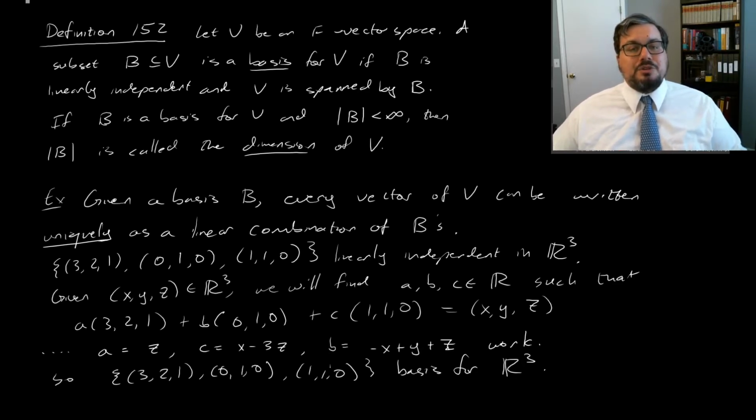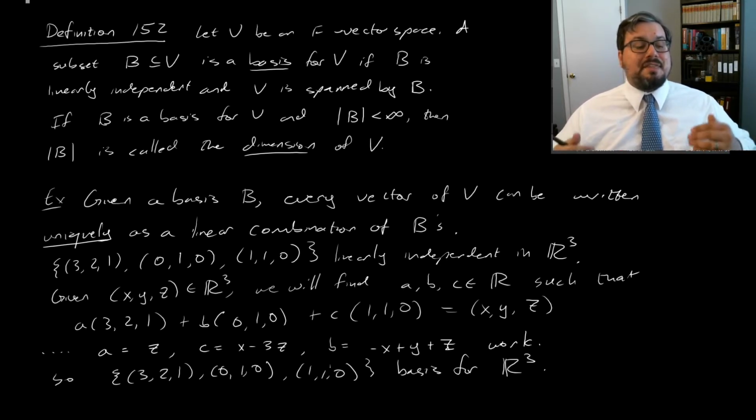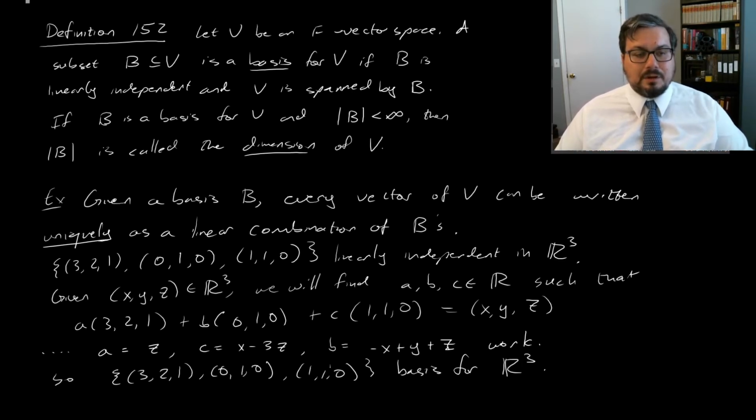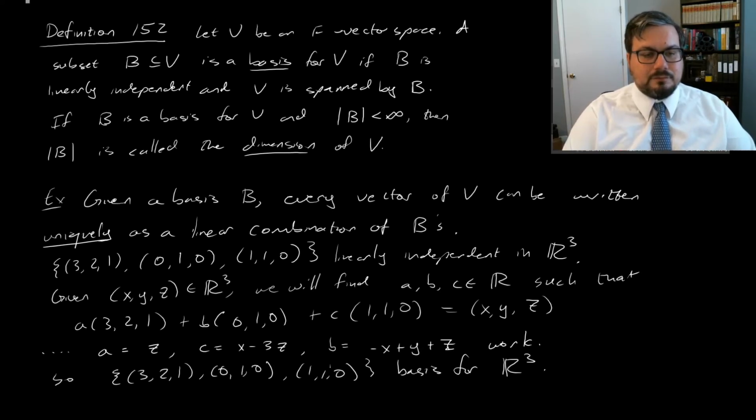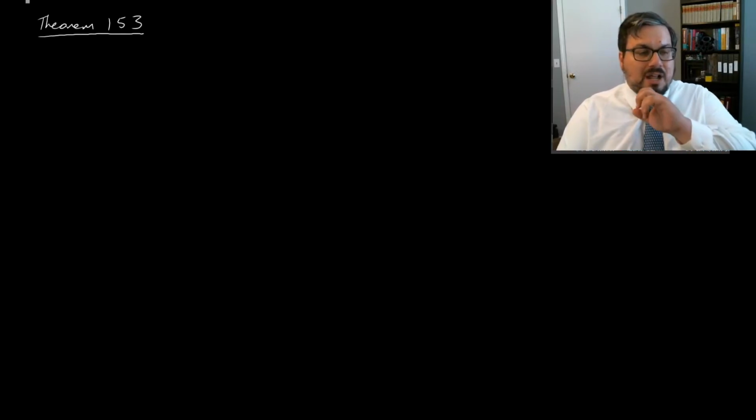Well, the good news is that none of these situations that I've just described can happen. If V has a finite basis, then every basis for V has the same cardinality as that one. So we can, in fact, refer to the size of a basis of a vector space V, but proving that takes a little bit of work, which is what we're going to do now. So, Theorem 153, which really is required in order to justify our terminology of the dimension.